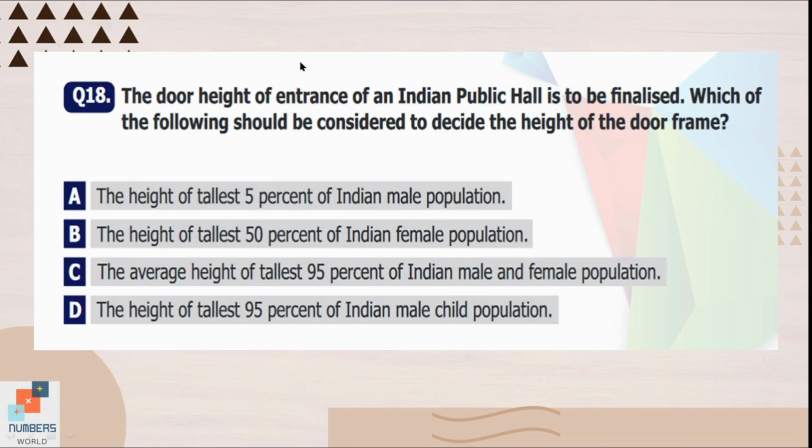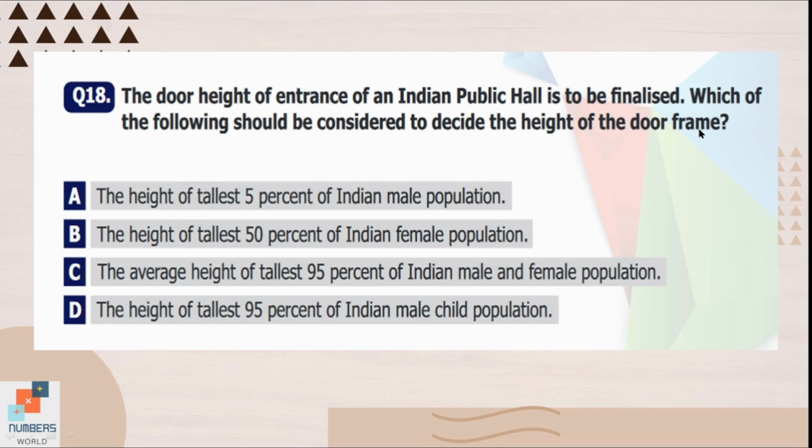Question number 18, the door height of the entrance of an Indian public hall is to be finalized. Which of the following should be considered to decide the height of the door frame? Option A is the height of the tallest 5% of the Indian male population. Option B is the height of the tallest 50% of the Indian female population. Option C is the average height of the tallest 95% of the Indian male and female population. Option D is the height of the tallest 95% of the Indian male child population.